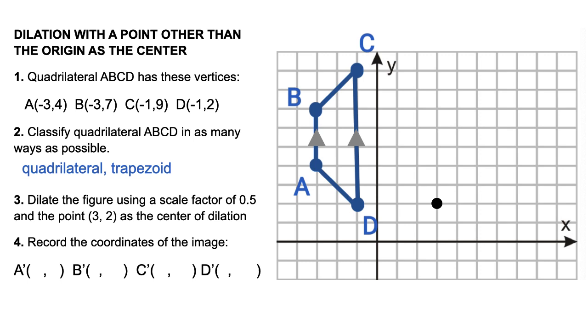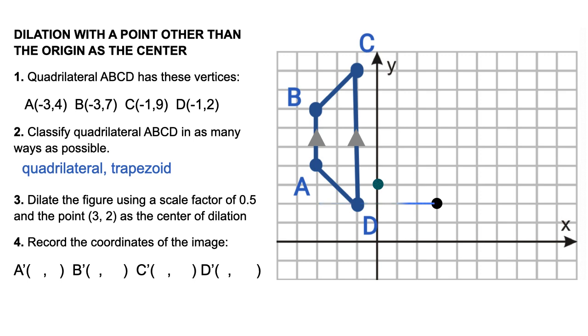The graphical approach is let's determine how far over and how far up point A is from that center of dilation. So we count 6 to the left and 2 up. Because I'm dilating with a scale factor of 0.5, I want to go half that distance over, half that distance up. So there is my point A prime. I went 3 over and 1 up. Now I do the same thing for the other points.